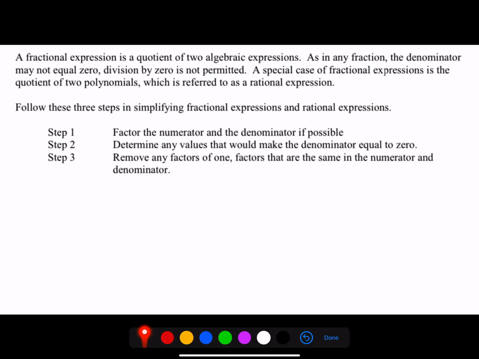All right, almost done. A fractional expression is a quotient of two algebraic expressions. As in any fraction, the denominator may not equal 0. Division by 0 is not permitted. So what they're saying is that we're going to be dealing with fractions, and we cannot have 0 in our denominator because that will give us an answer as undefined. And in fact, on your calculator, it will give you an error. So we cannot deal with dividing by 0. That's not allowed for us. We can divide by numbers very close to 0, but not actually 0.